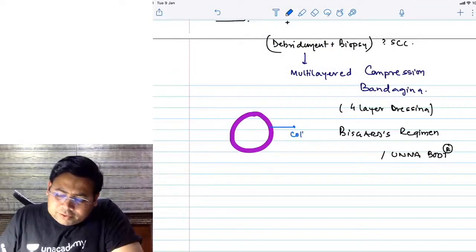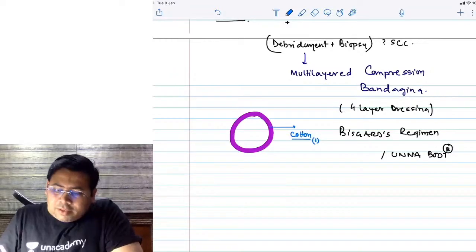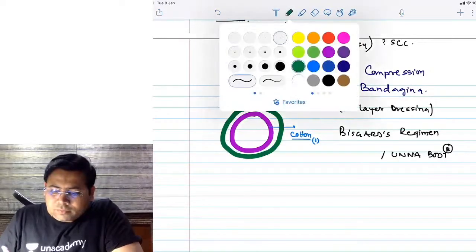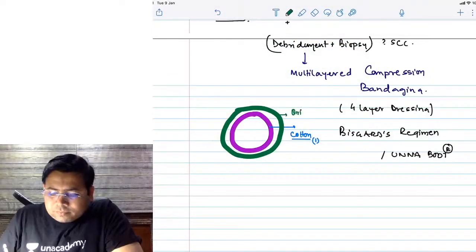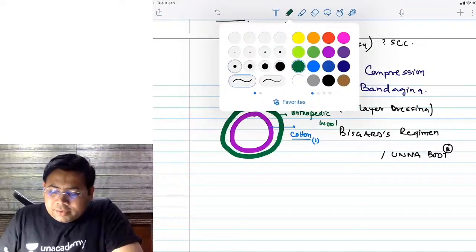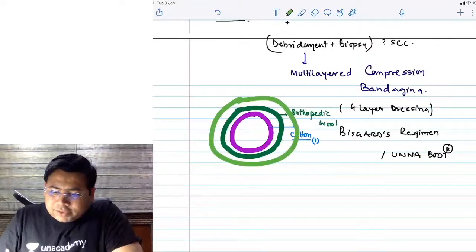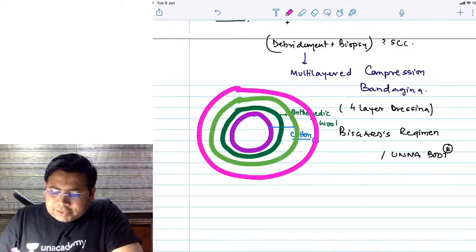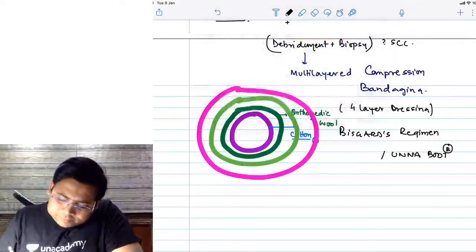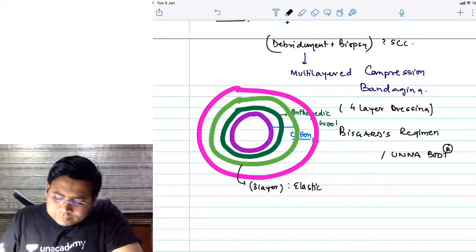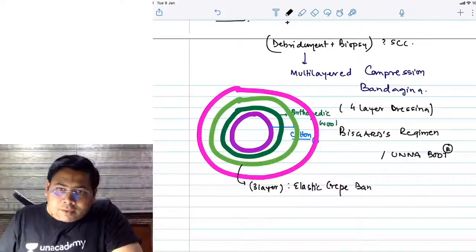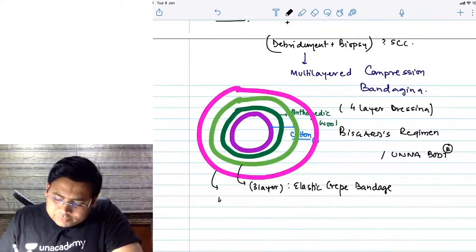The inner layer is cotton. The second layer that we see is orthopedic wool. The third layer we have is the compression elastic crepe, and then the fourth layer is again an elastic crepe. So what is the importance of this? The third layer, this is elastic crepe, and the fourth layer, this is also elastic crepe.